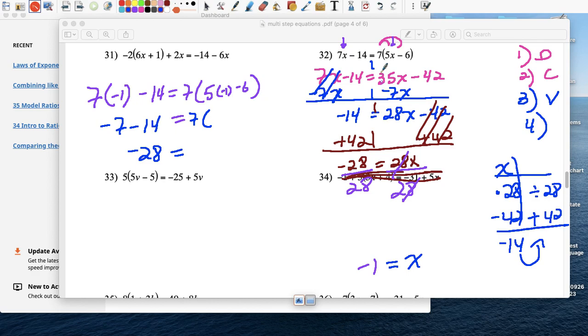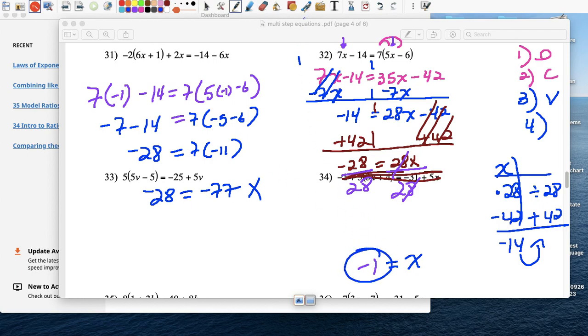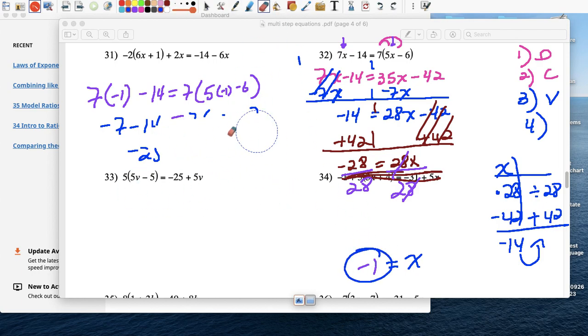I see where my mistake is. So again, let me continue the check. 5 times negative 1 is negative 5. Then minus 6. So if I continue this, negative 5 minus 6 is negative 11, and you'll notice that the left side is negative 28 and the right side is negative 77. So obviously, I did something wrong. Well, if that happens to you, hopefully you'll go back to your equation and see that obviously my answer of negative 1 is incorrect. So let me erase everything here.